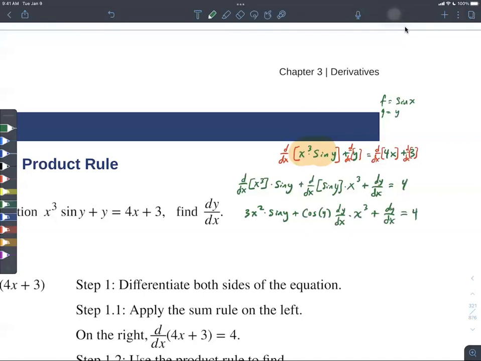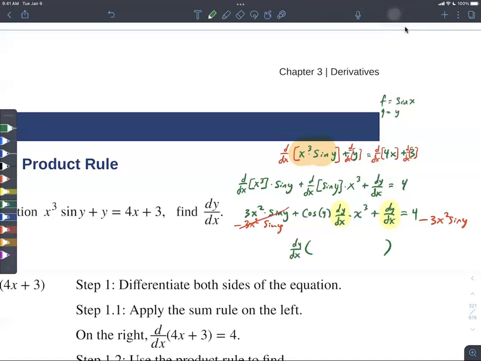equals 4. Now, the third step of our problem-solving strategy did ask us to move all the terms that don't have a dy/dx to the other side, and leave the terms that do have dy/dx on the same side. So, okay, let's go ahead and do that. The reason that we do that is because if we have dy/dx terms all on one side and nothing else, we can factor out dy/dx. Let's go ahead and factor that out from both of these terms.